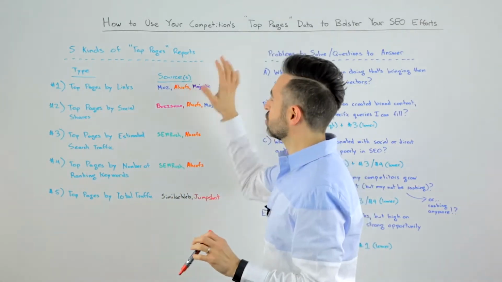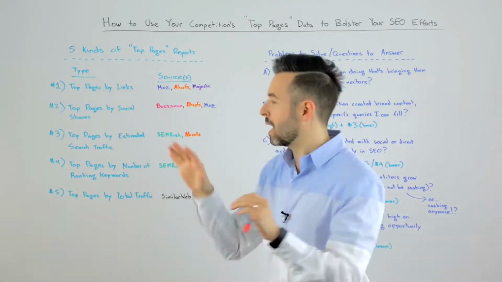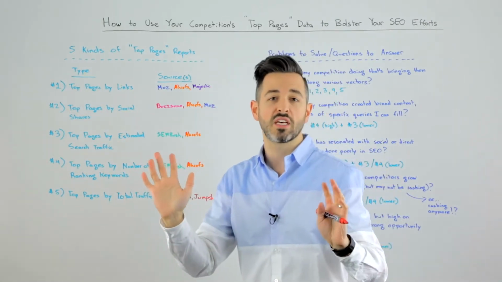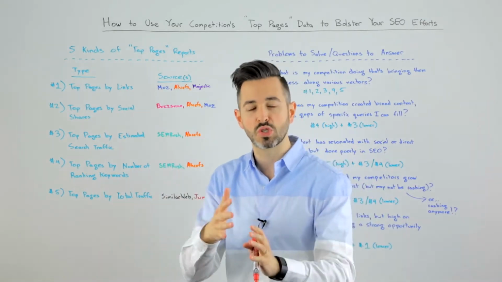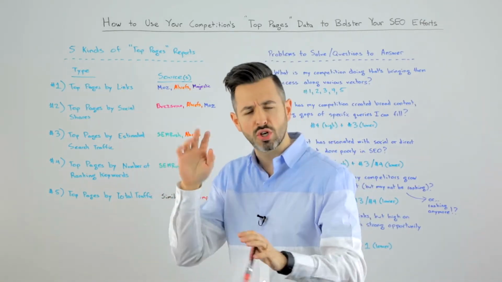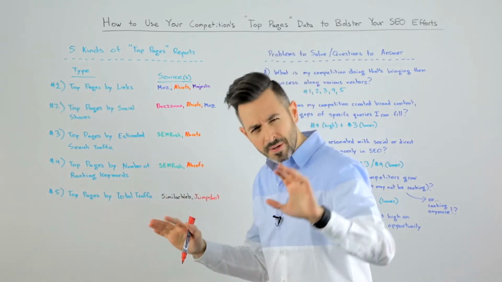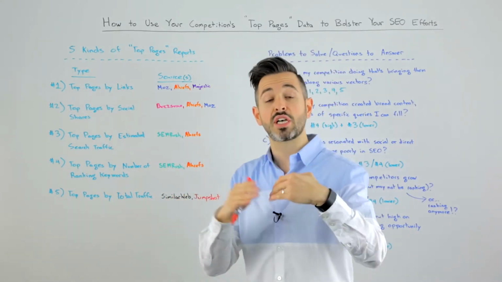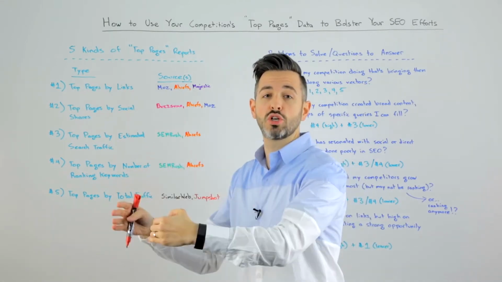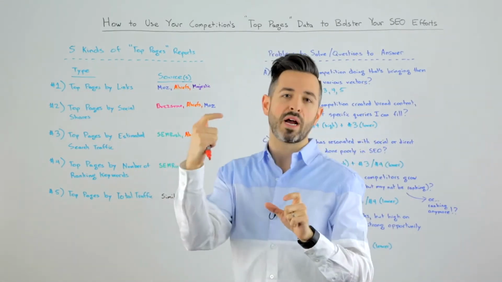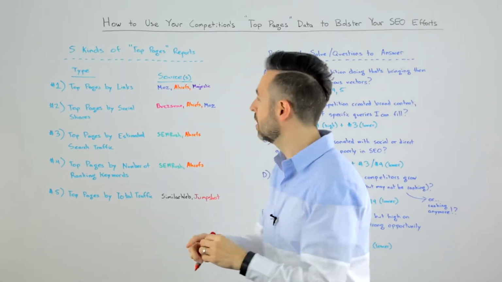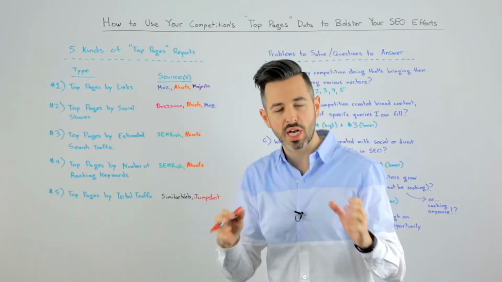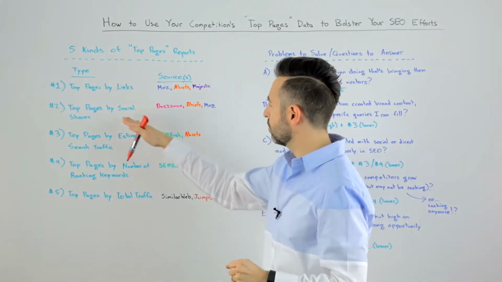So first off, there's five kinds of top pages reports. These can be further filtered and augmented with data that you could craft or create, and some of these tools add in additional data too, so you could do other things with them. But basically, these five are top pages by links. So this is essentially what are the most linked to, either by URLs or by root domains or highest page authority, those kinds of things. The three tools that have that: Moz, Ahrefs, and Majestic, the primary link tools out there on the web.